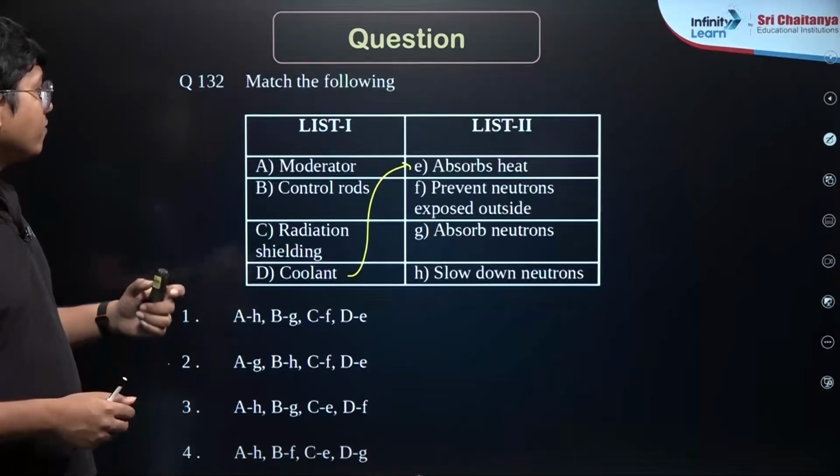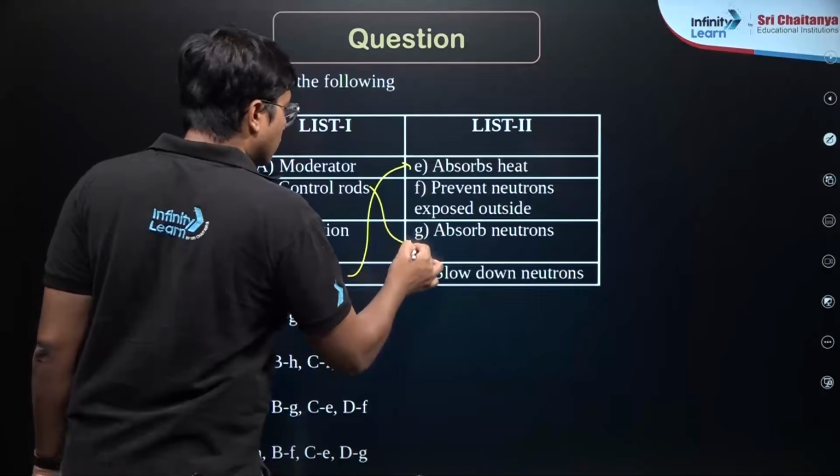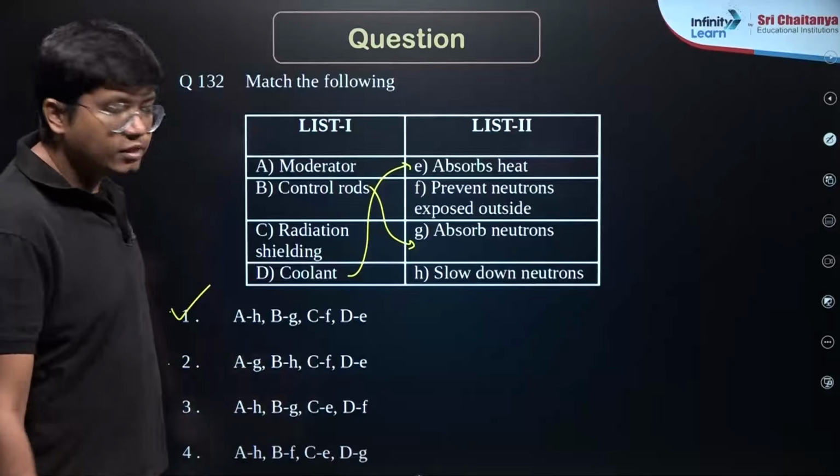So let's see, we have the control rods. Control rod's job is to absorb the neutrons. Goes with a G. So B with G, it's option 1. That's it.